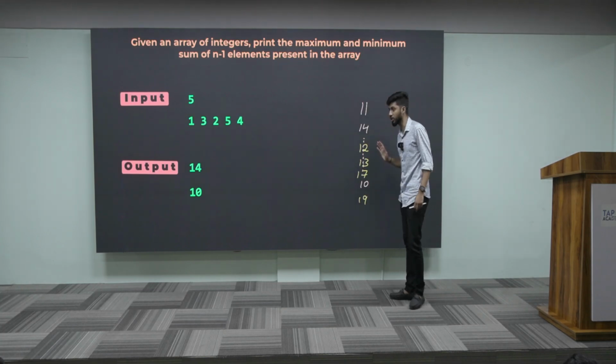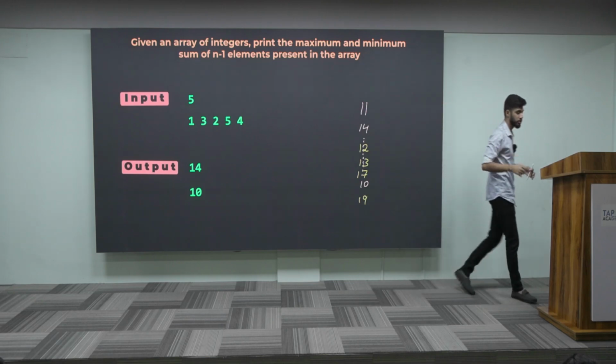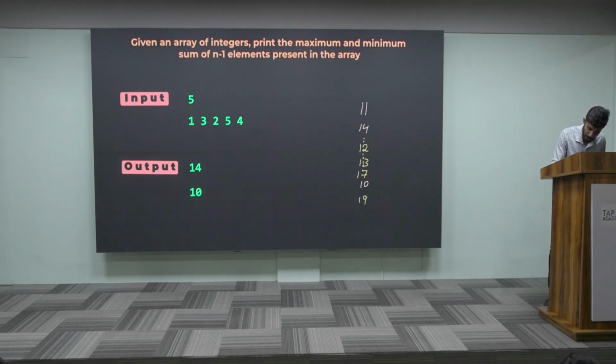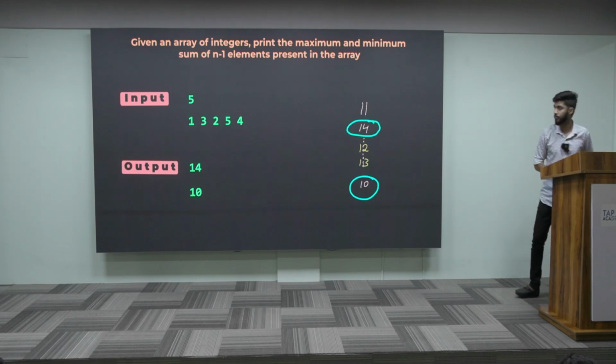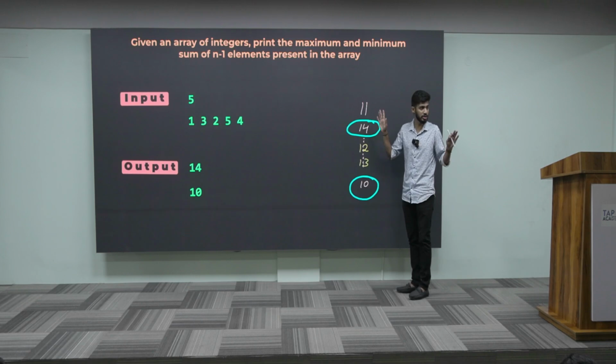Among those permutations, you should not print all the numbers. You should print only 2 numbers. Let's assume 17 and 19 are not there. So one is that you need to print the minimum value. What is the minimum value? 10. And one is the maximum value. So you need to print the minimum value and the maximum. Is that clear to you?